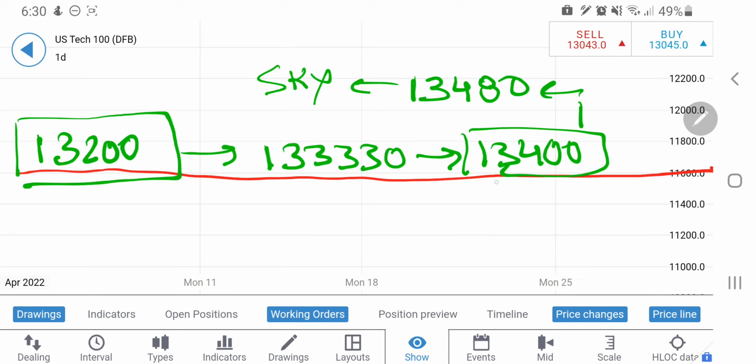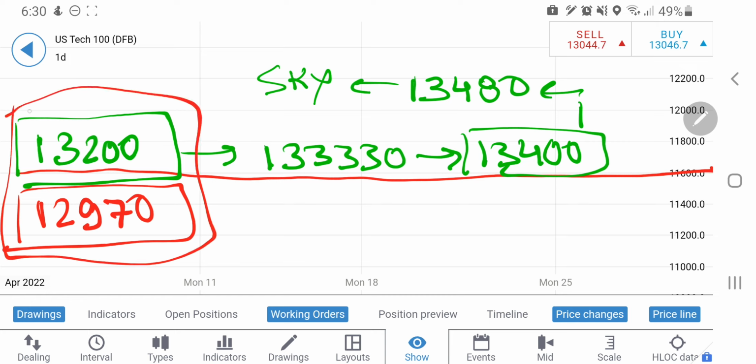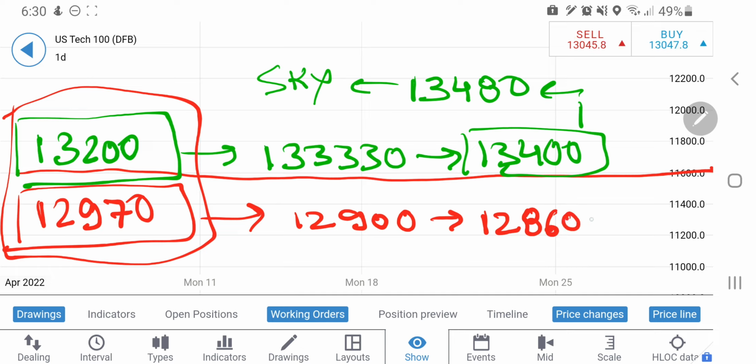The support or the stop loss has to be at around 13,000 levels, and the entry to go long is at around 12,970. See, the volatility is increasing and the no trade zone is also increasing. One can go short below 12,970. The target is 12,900, 12,860 rather, and then it will try to go back towards 12,800.